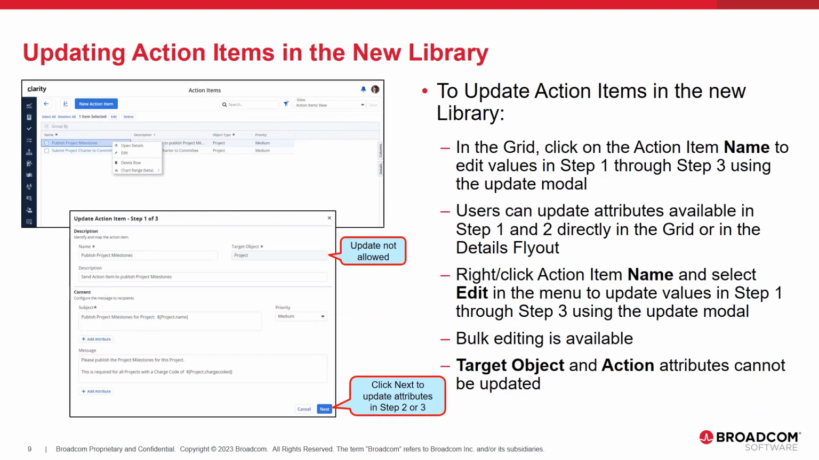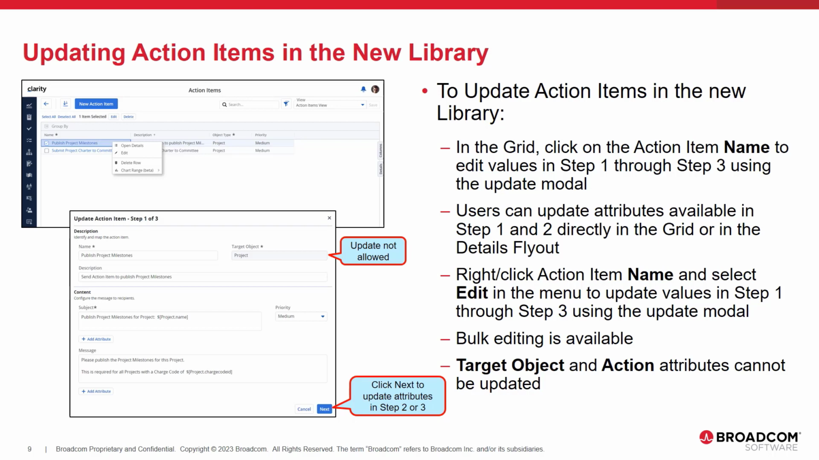Next, let's talk about how you update action items in the library. You can choose one of 4 options. Option 1 is you can update the attributes in Step 1 and Step 2 directly in the grid. Option 2, if you click on the name of the action item, you'll actually get the pop-up modal to update action items, and it'll go through steps 1 through 3, and you can update attributes on those screens.